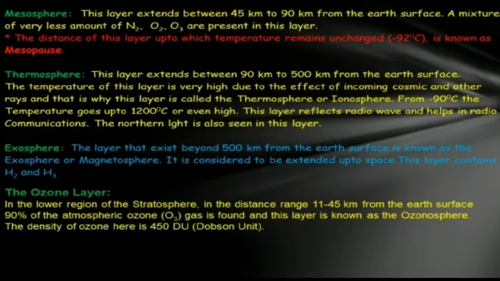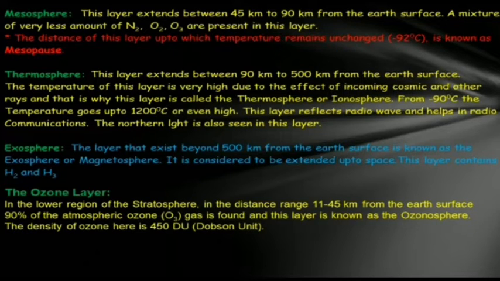This layer extends between 90 km to 500 km from the Earth's surface. The temperature of this layer is very high due to the effect of the incoming cosmic and other rays, and that is why the layer is called thermosphere or ionosphere. From minus 90 degrees centigrade, the temperature goes up to 1200 degrees centigrade or even higher. This layer reflects the radio wave and helps in the radio communications. The northern light is also seen in this layer.